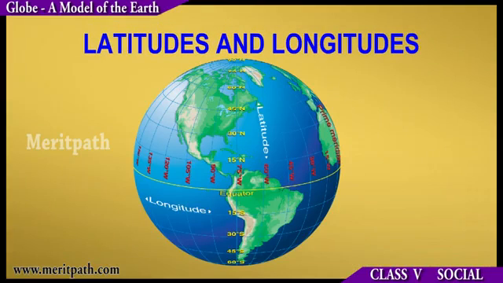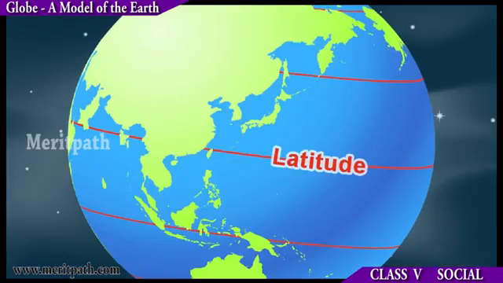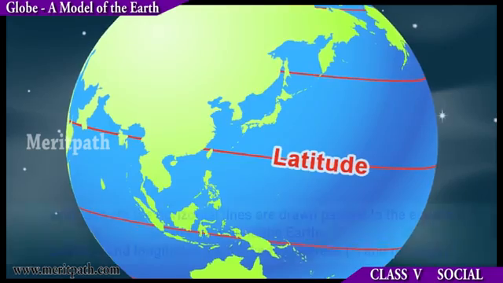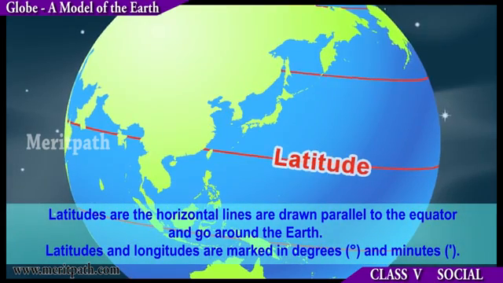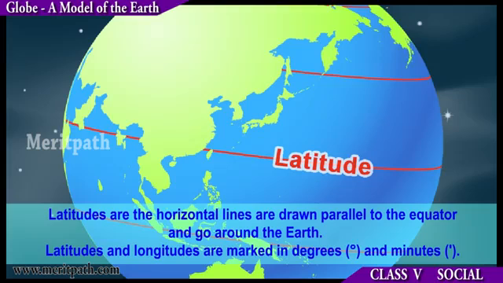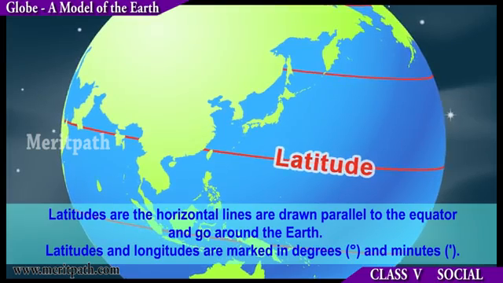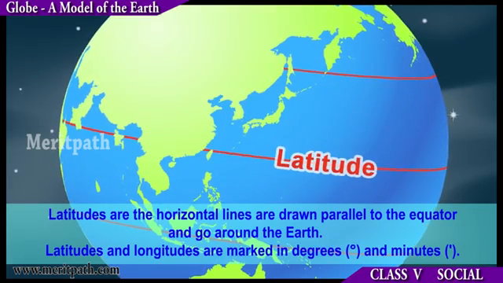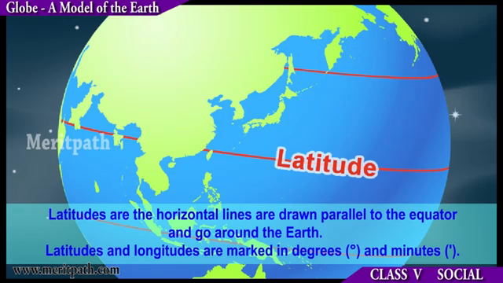Latitudes and longitudes. Latitudes. Latitudes are the horizontal lines which are drawn parallel to the equator and go around the Earth. Latitudes and longitudes are marked in degrees and minutes.